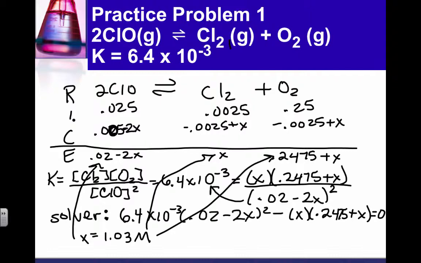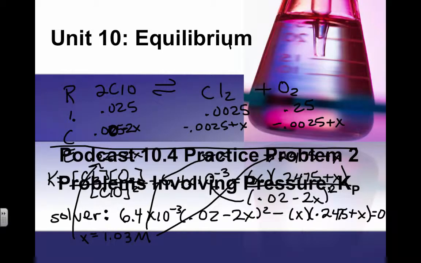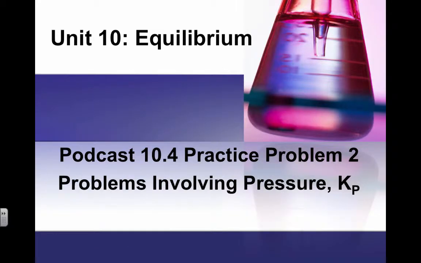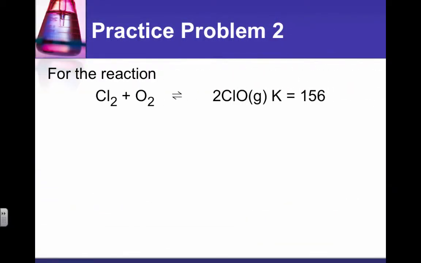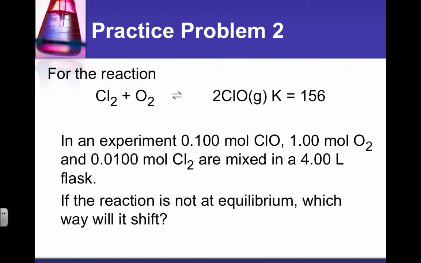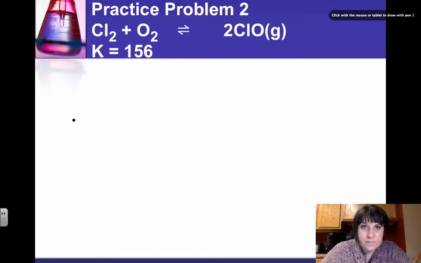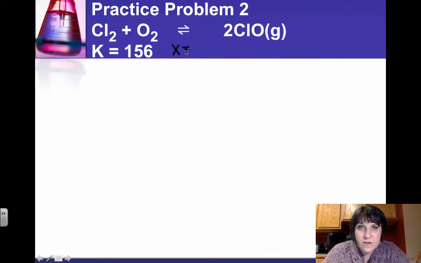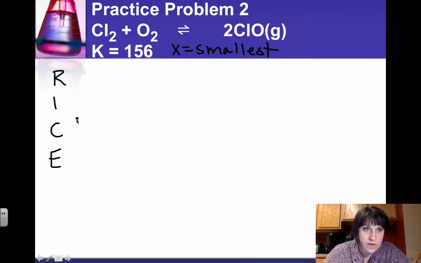Okay, now we have room for this practice problem number 2 that I showed you before. It's the same reaction, only this time we've flipped it around. So how might I change the way I assign the value of the equilibrium now? In this rice table, x still represents the smallest quantity on the rice table. So when I write my rice table this time and assign where x is going to be, I'm going to pick the thing that's going to be the smallest.